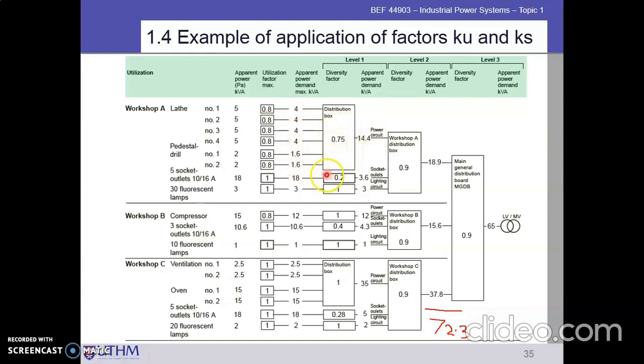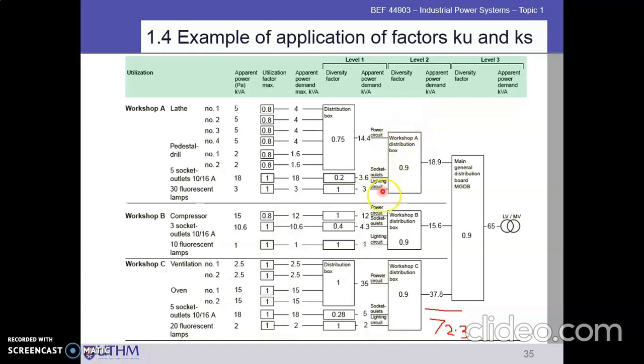Okay, same goes to other loads. For 5 sockets here, we have to multiply 18 with 0.2, so we get the power demand of 3.6. So we have to calculate for all loads. Okay, that is for level 1. So next we go to level 2.